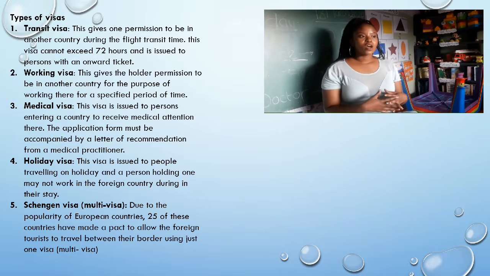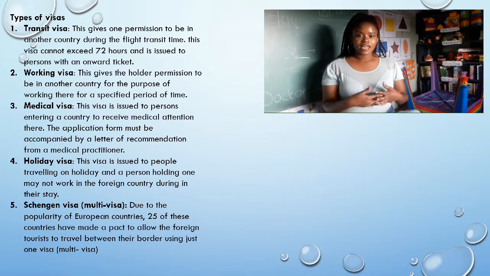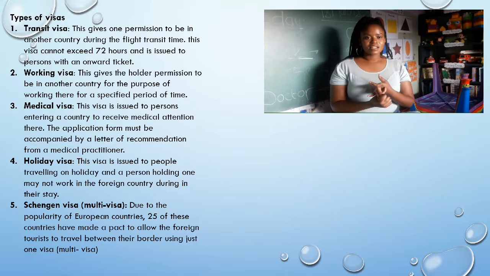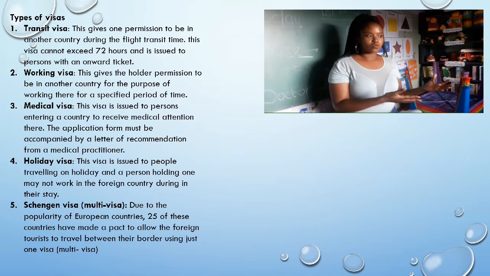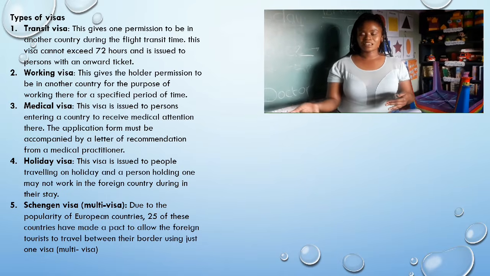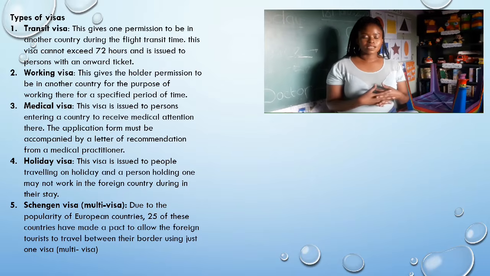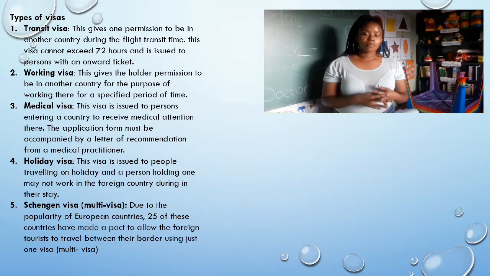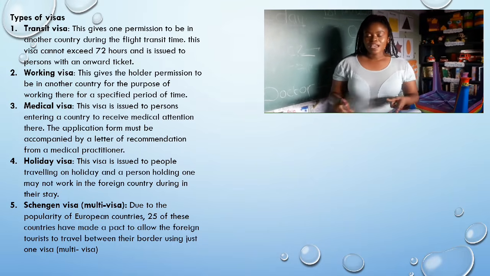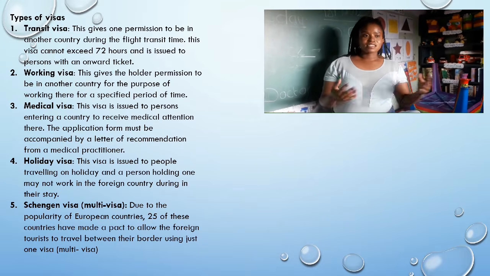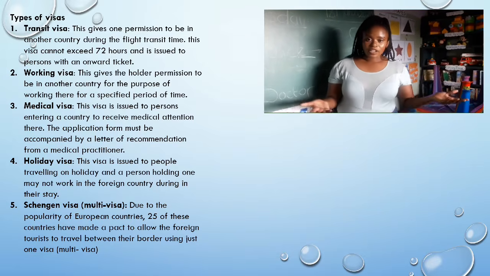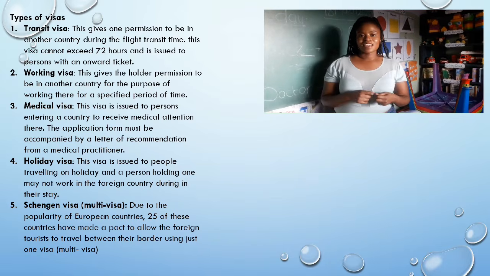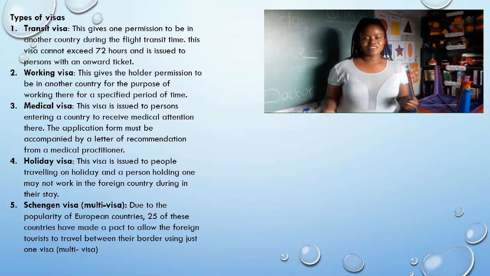And then we have a working visa. This gives you permission to work at a particular place. And then we also have a medical visa. A medical visa gives you permission to receive medical treatment in another country, but the form must be accompanied by a letter of recommendation from a medical practitioner. And then we have a holiday visa. This is granted to people who want to go on a holiday, but you cannot be found working in a foreign country when you have that visa.